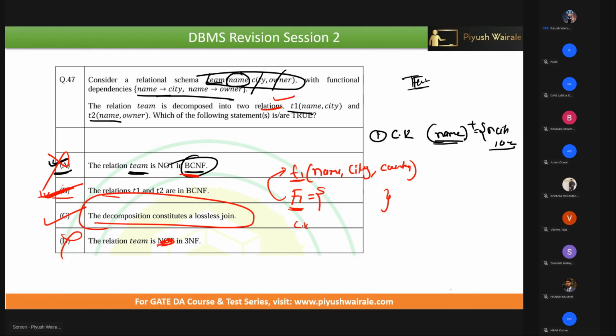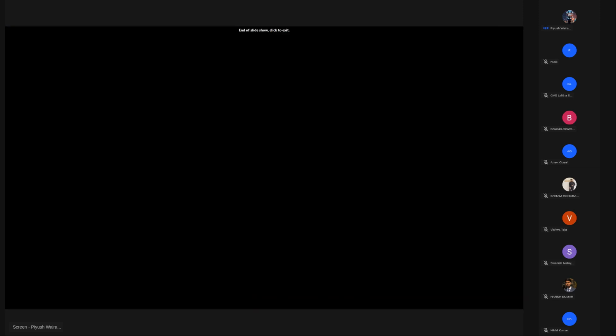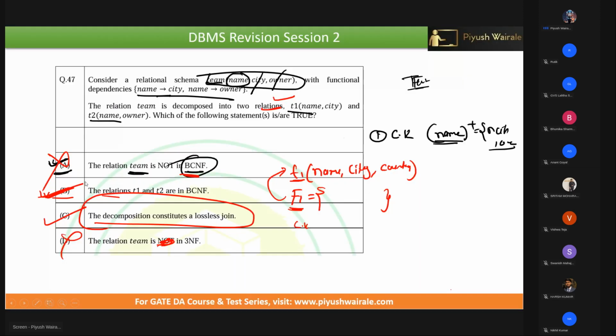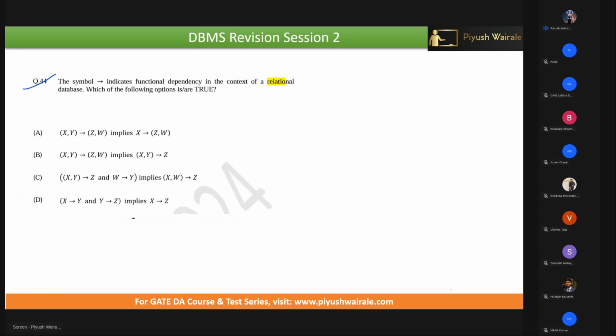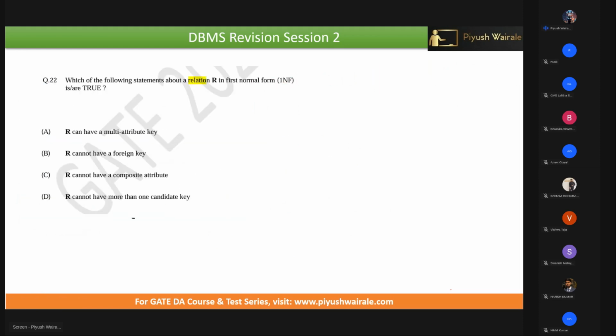So I hope you understand what we have discussed here, right? If any decomposed relation has more than two attributes, then we have to find all the FDs applicable to F1, and based on that we have to find the candidate key. Based on the parent FDs, we have to write down F1 here. This is about the normal form, and we have two questions from the previous year.